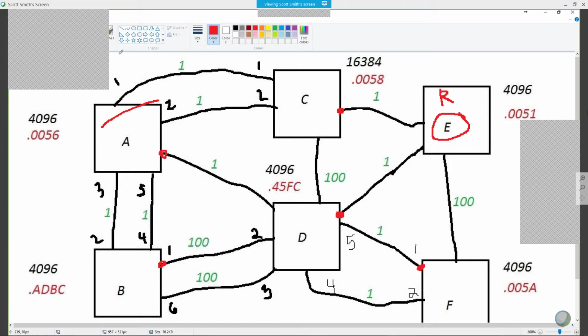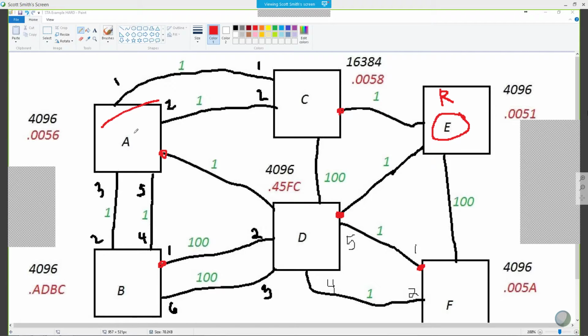I can go this way, or this way. If I can go this way or this way, which way do I choose? I choose based on the lowest bridge ID, which is that way. Okay?